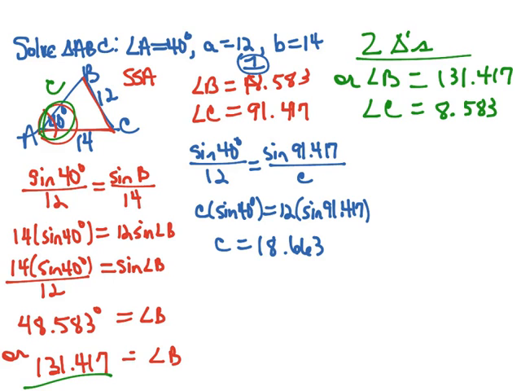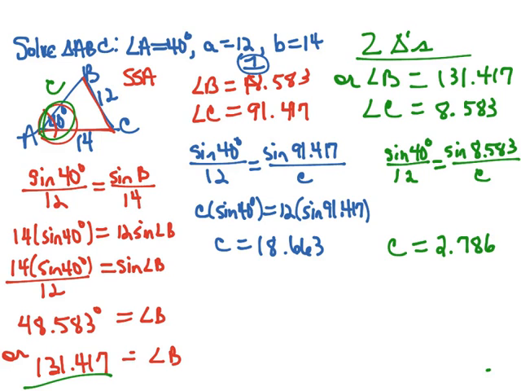For our other triangle, we would have the sine of 40 divided by 12 is equal to the sine of 8.583 divided by side c. And so if we do the same thing that we just did, cross multiply and then divide, we would have 12 times the sine of 8.583 divided by the sine of 40, and we'll end up with side c is 2.786. So we ended up with two different triangles.